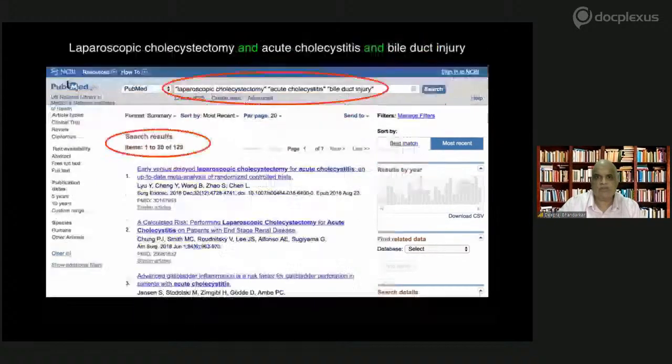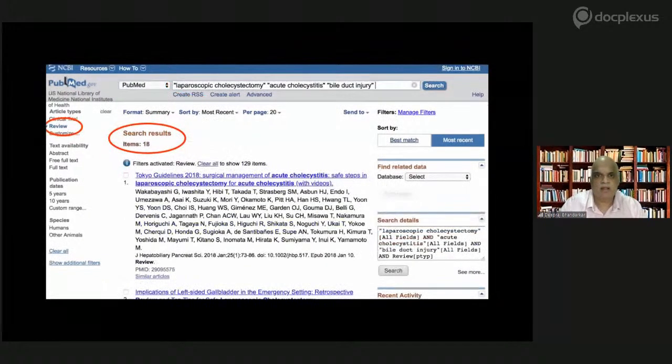So let us now narrow this down. If we put laparoscopic cholecystectomy, acute cholecystitis, and bile duct injury in parenthesis, this tells PubMed, or the search engine, that you're looking specifically for articles which contain all these three phrases. And this, as you can see, narrows down the search to about 129. Again, too big a number to do your primary search on. Now, if you go to the left side and click on this filter which says review, it will bring up only 18 articles. So that is probably a good place to start initially.